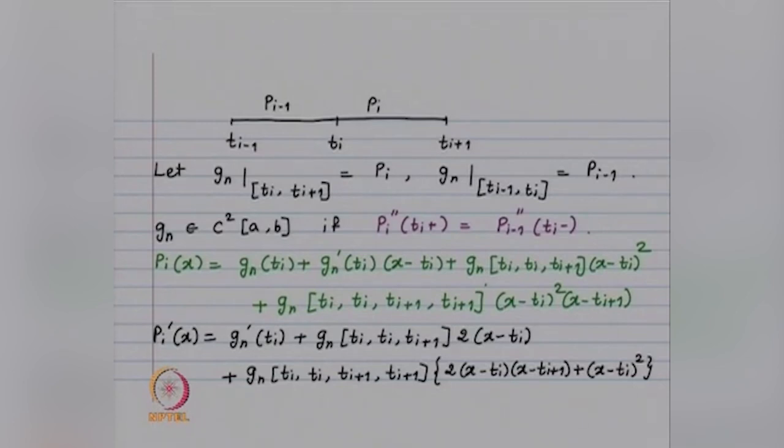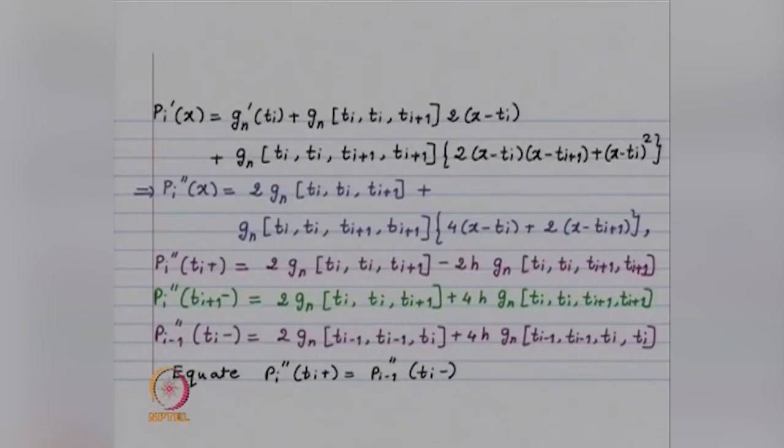Now, you differentiate once more to get the second derivative. When you look at the second derivative, g_n'(t_i) being constant, its derivative will be 0, and the derivative of x - t_i will be 1. So, that gives us the term 2 times the divided difference based on t_i, t_i, t_{i+1}, plus the divided difference based on t_i, t_i, t_{i+1}, t_{i+1}, and then the derivative. So, we are going to have 4 times (x - t_i) plus 2 times (x - t_{i+1}).